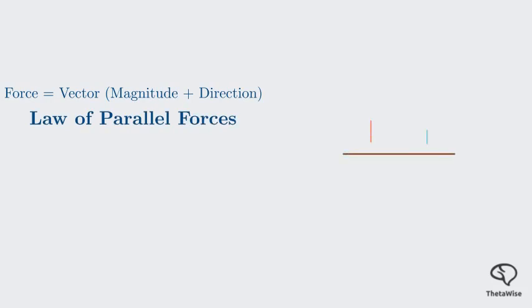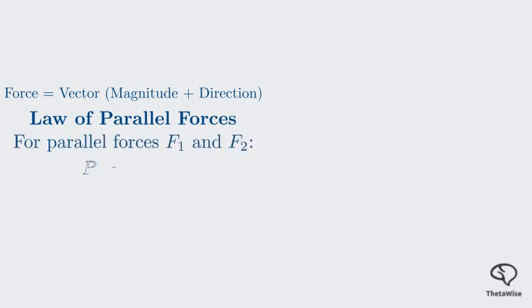Imagine a plank. A heavy person stands on it at one point, and a lighter person stands at another point. Together, they exert a total downward force. So we have two forces, F1 and F2, that are parallel to each other. The law of parallel forces states that the magnitude of their resultant, R, is simply their sum. R equals F1 plus F2.